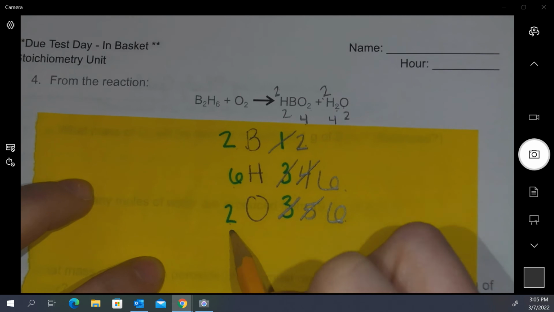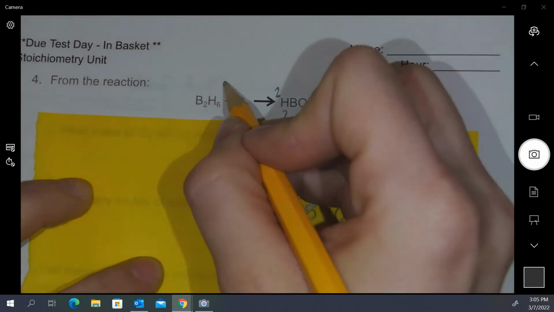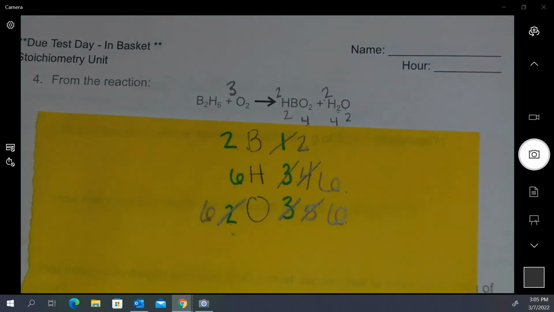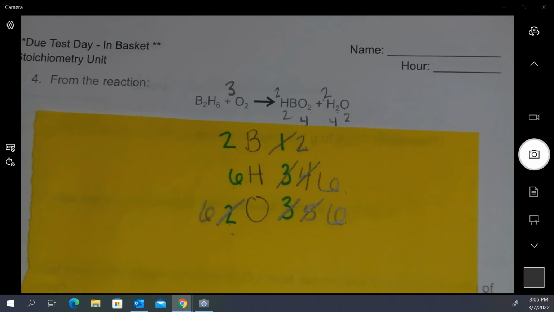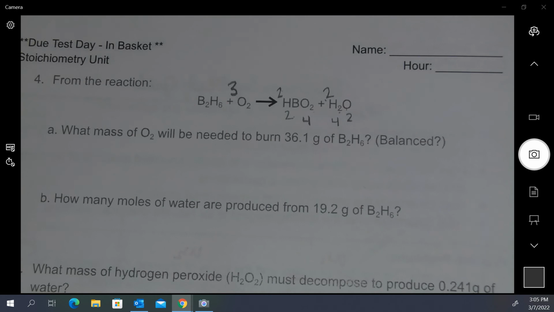Could I make this 2 a 6? What would I need to do? Put a 3 in front of O2. And now we're balanced. So our numbers would be a 1 in front of B2H6, a 3 in front of O2, a 2 in front of HBO2, and a 2 in front of H2O. Now we can move forward with our question.